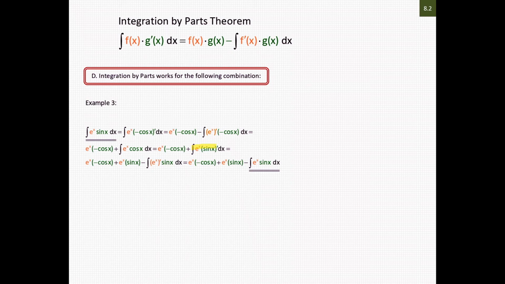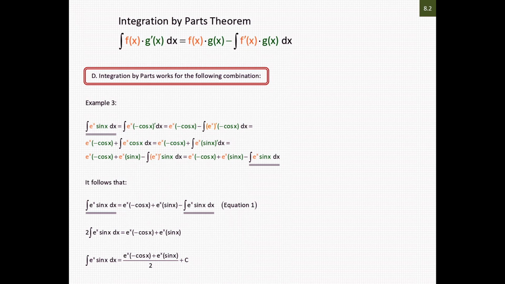In this process, I end up with the same integral I started with: the indefinite integral of e to the x times sine of x. When the indefinite integral we need to evaluate shows up in both sides of the equation, see here I linked the first integral with the last one. I created equation 1.